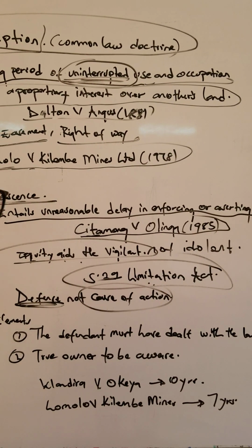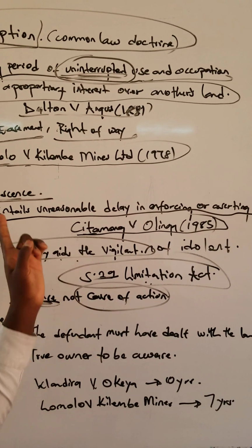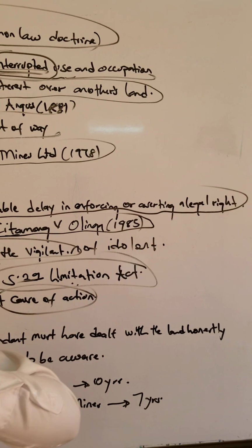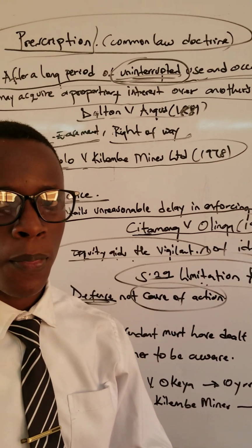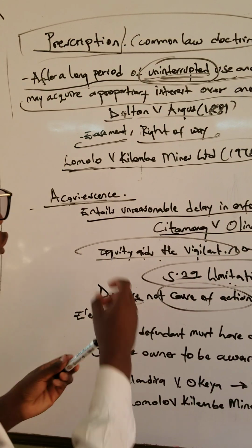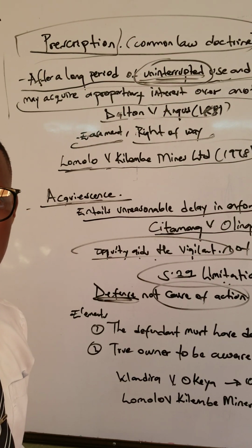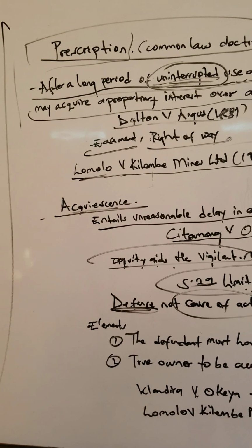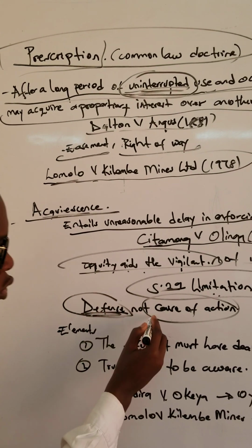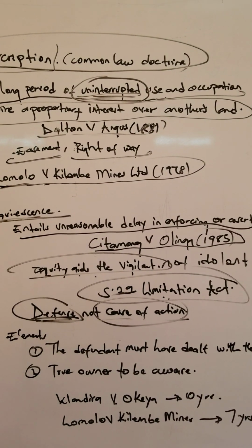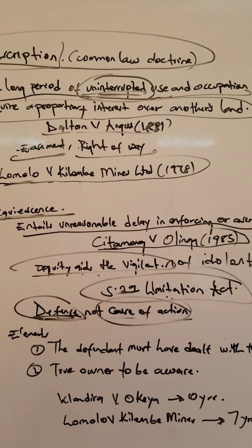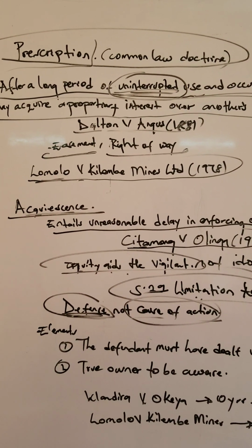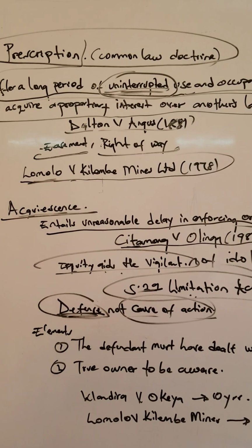What do they mean? That you cannot go to court claiming land under acquiescence, but you can only be taken to court and you defend yourself using acquiescence. You cannot claim that land using acquiescence. So it is only a defense, not a cause of action. You cannot take somebody to court on grounds of acquiescence when you want his land. You understand? So put that in mind.